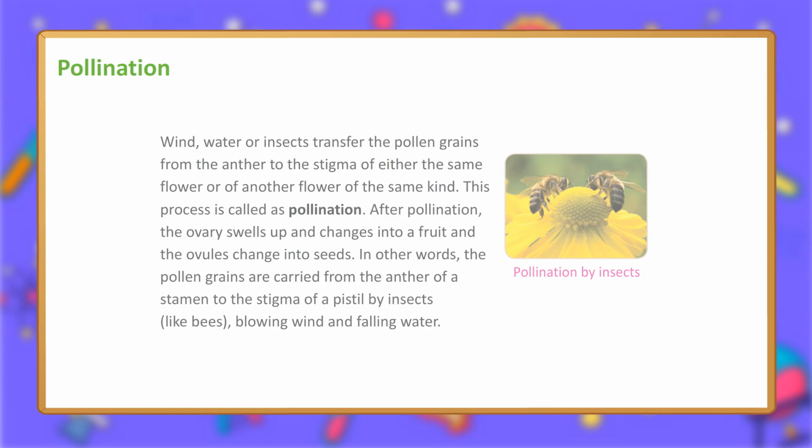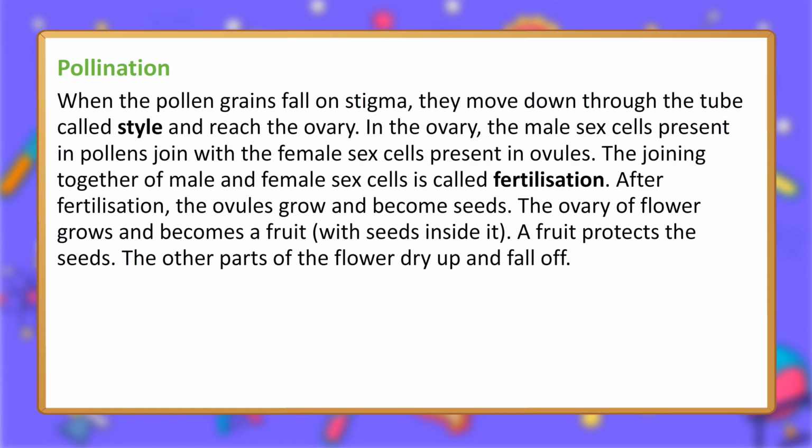Pollination by insects. When the pollen grains fall on stigma, they move down through the tube called style and reach the ovary. In the ovary, the male sex cells present in pollens join with the female sex cells present in ovules. The joining together of male and female sex cells is called fertilization. After fertilization, the ovules grow and become seeds. The ovary of flower grows and becomes a fruit, with seeds inside it. A fruit protects the seeds. The other parts of the flower dry up and fall off.